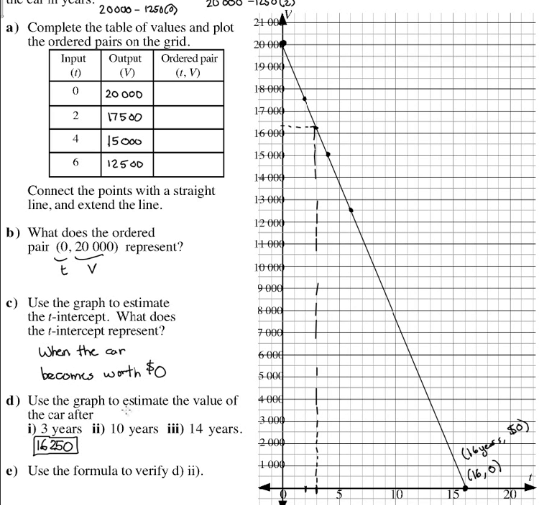They did say estimate after all, so they don't expect us to nail these numbers. 10 years. There we are. Up to the line. Right about there. Read over. That looks like 7,500 to me. Exactly between 7,000 and 8,000. And 14 years. Here's 14 years. The car is pretty much wrecked. It is worth, according to our line, what is that, 2,500 bucks?